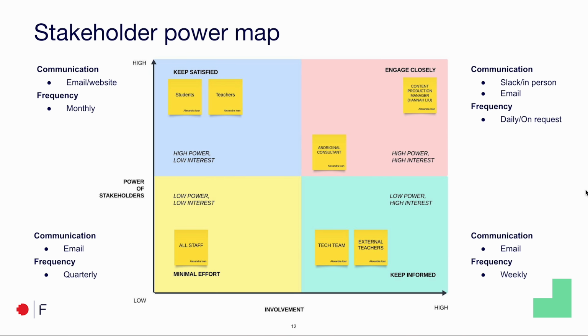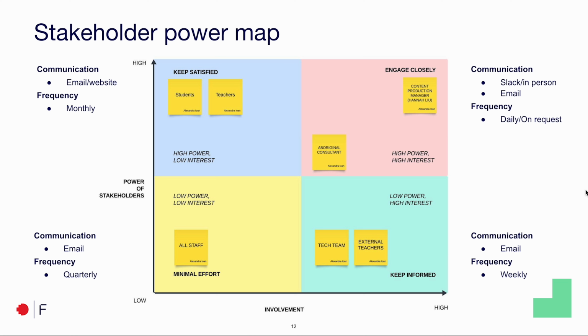Looking at our stakeholder power map, following the quadrant in which they are, I've planned for different types of communication. The quadrant of high power, high interest need to be kept in the loop constantly. This is why I'm using daily communication in person, on Slack or through email. Low power, low interest need less of interaction, but still they need to be kept in the loop. So the communication is by email on a weekly frequency.